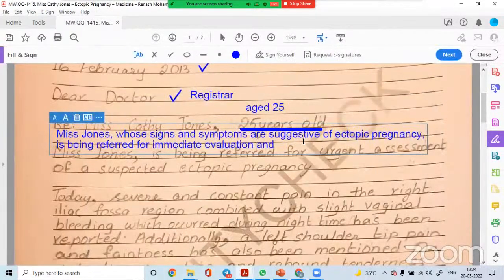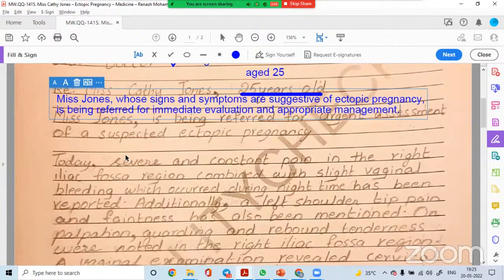Urgent evaluation and appropriate management. Is that clear? Yes, sir. Miss Jones, whose signs and symptoms are suggestive of ectopic pregnancy, is being referred for immediate evaluation and appropriate management. Very good. That's enough. Okay. Next one.